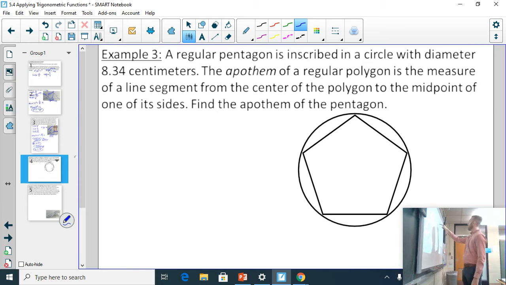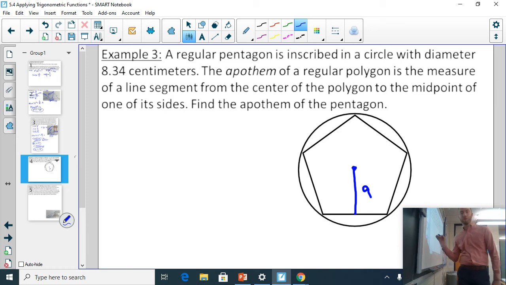It said the apothem of a regular polygon is the measure of a line segment from the center of the polygon, so maybe the center is pretty close to there, to the midpoint of one of its sides. Well, let's just draw it down to that midpoint of that side. Find the apothem of the pentagon. So this is what we want. I'm just going to call it A for apothem. That's what we want. Now, somehow with this information, we need to find how long that apothem is.